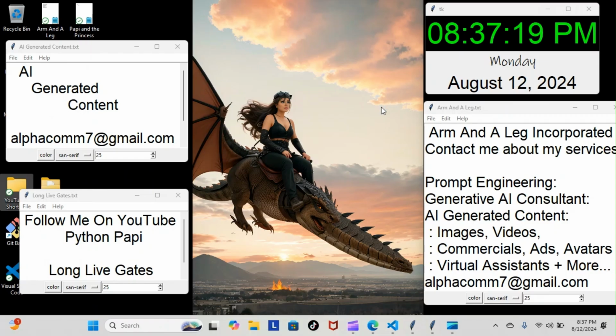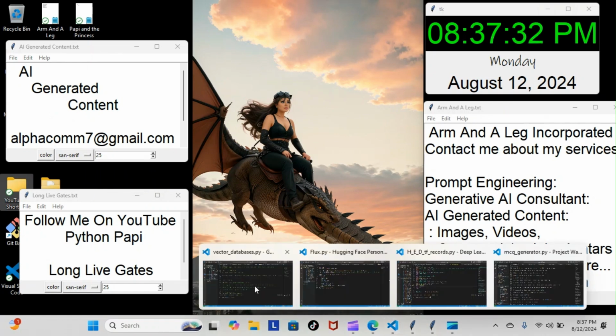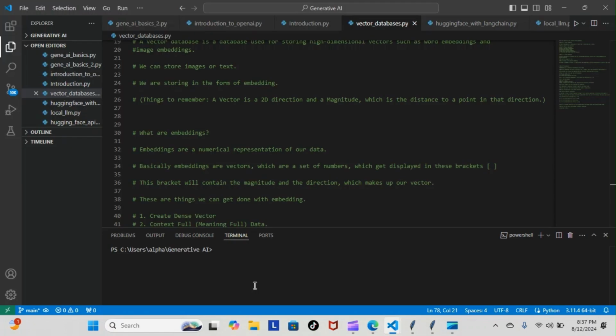All right, on tonight's episode of Python Papi, we're back inside our Generative AI course, and we're still in the beginning of our vector databases module. Let's have a look at what we went over tonight. I did inform you that it is going to be a bunch of note taking in the beginning because we are just getting into this module, so it's going to be note taking and light reading. So let's pick up where we left off.